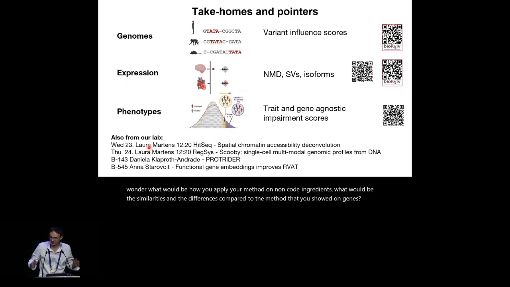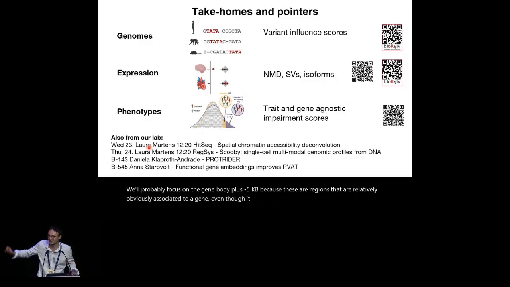We'll probably focus on the gene body plus minus 5 kb, because these are regions that are relatively obviously associated to a gene, even though it is known that some enhancers can talk to other genes, right? So this is not too trivial, but we will first start with these basic assumptions and see where this brings us.